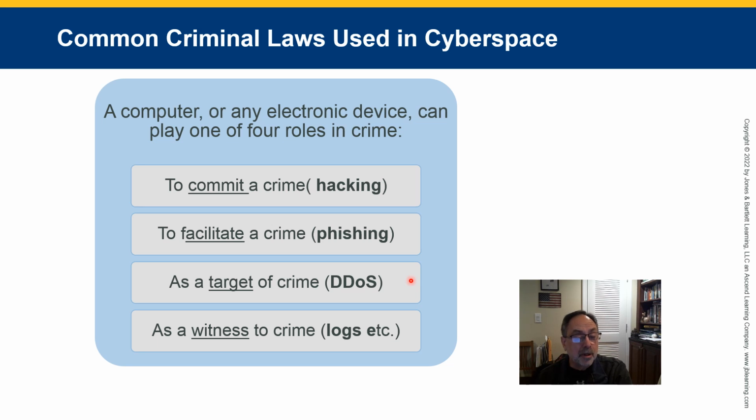Targeting, distributed denial of service. You may not have brought a server down. You may not have had any impact, but you targeted that server, and that's a crime for targeting it. And then, of course, logs are very important. Logs can be a witness to a crime, and that's the fourth way in which a computer could be involved in a criminal activity.